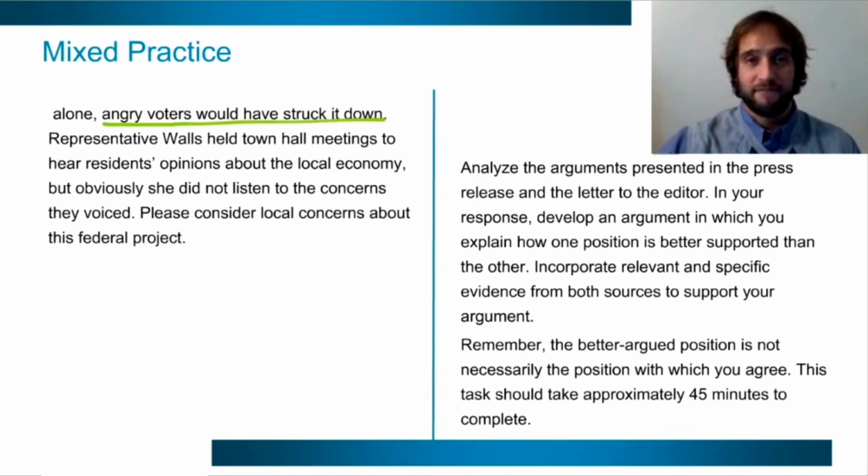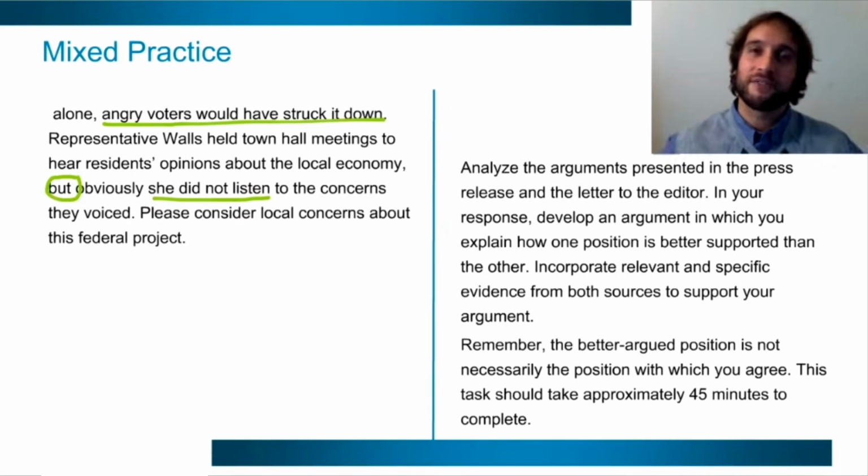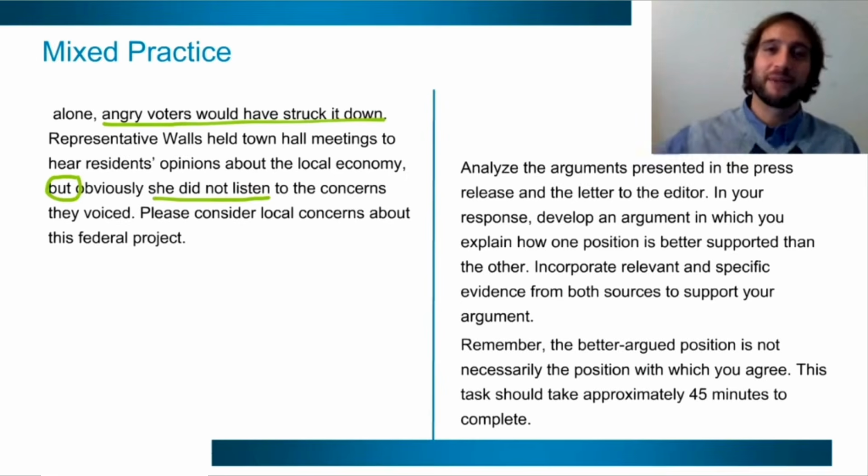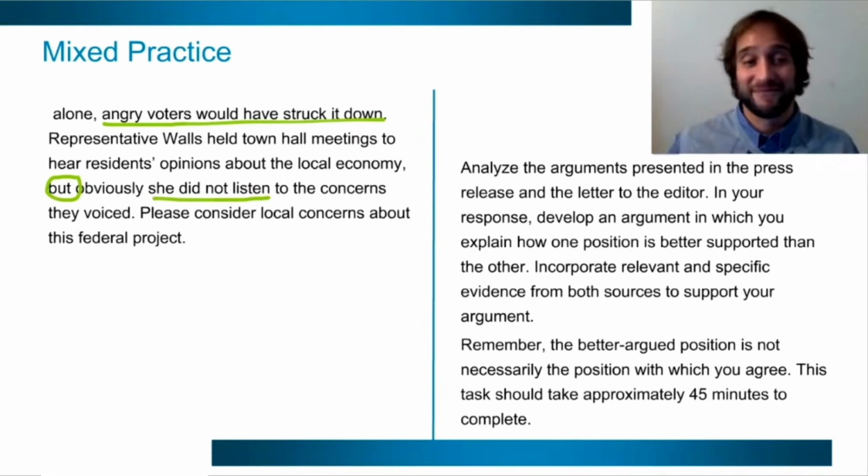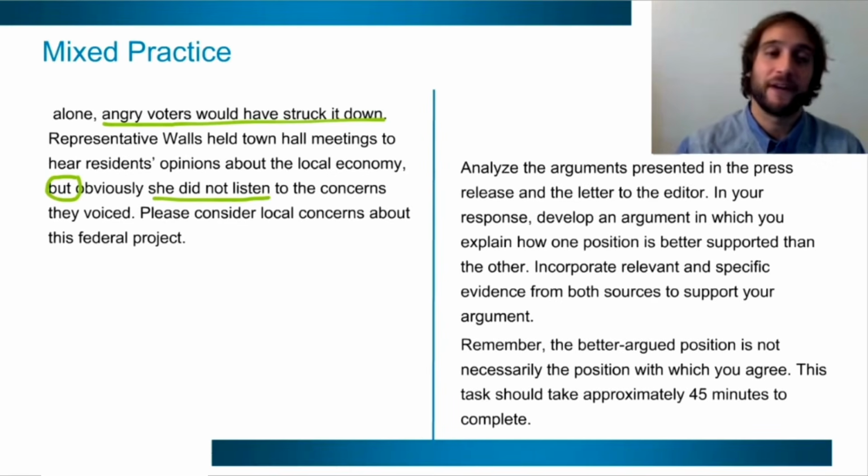Let's look at the next bit, though. The next bit is pretty strong evidence here, is that Representative Walls held town hall meetings to hear their opinions, but obviously she did not listen. So she says, look, I came to town meetings, and after town meetings, this is what I propose. But what she never says is whether or not the people in the town meetings agreed or disagreed with her, right? So it seems like this person here is saying, hey, in the town halls, we voiced concern, not support. All right.